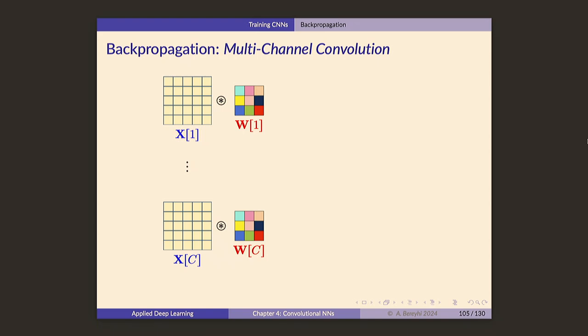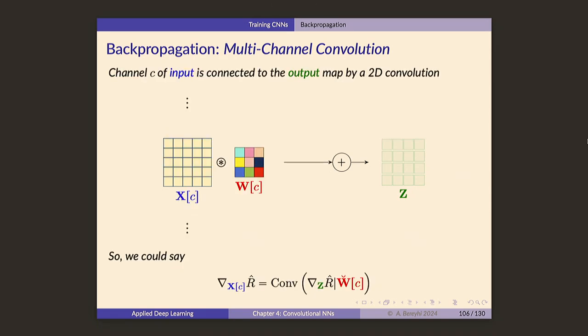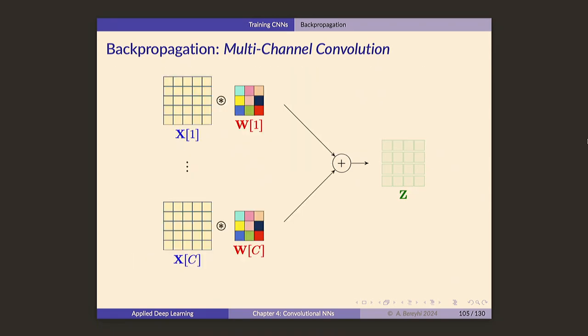So if I have a C-channel filter and a C-channel input, I can simply think that I take every channel of the filter and convolve it with the corresponding channel of the input. And once I'm done with all of those different channels, I sum them up, right? And then it builds the computation graph that you are looking for. So what do we have here? We have the gradient with respect to z. What we want to compute is the gradient with respect to every single map in the input, right?